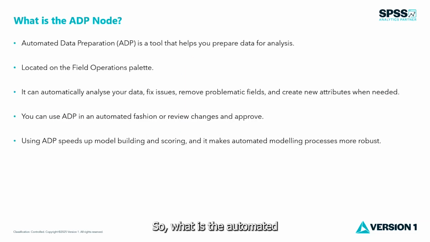So what is the automated data preparation node? Well, it's a tool that helps you prepare your data for analysis. It's located on the field operations palette in Modeler. It can automatically analyze your data, fix issues, remove problematic fields, and create new attributes when needed. And you can use it in an automated fashion, or you can use it in an interactive fashion. Using this node will speed up model building and scoring, and it makes your automated modeling process more robust.